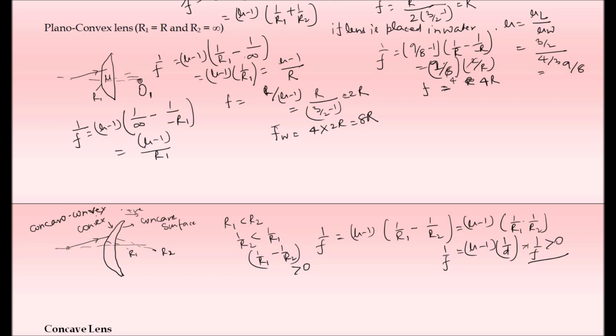While later on you will see that in the case of the convexo-concave lens, this is our concavo-convex lens. Concavo-convex lenses are used as corrective lenses. So here the focal length comes with a positive sign, and in the case of the convexo-concave lens, where we have a steeper concave surface, the focal length comes with a negative sign.